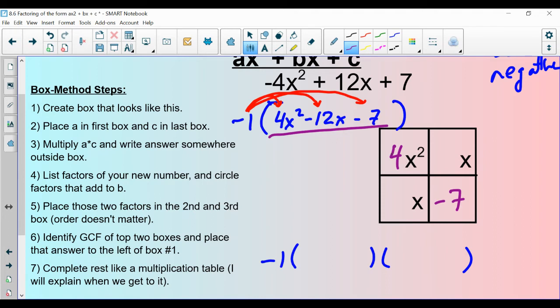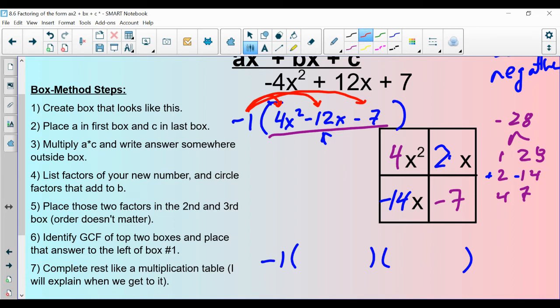We're then going to multiply 4 and -7 and get -28 and list the factors of -28: 1 and 28, 2 and 14, and 4 and 7. We are looking for which factors could get us to -12. And that would be the -14 and the +2. And so those two things are going to go in these two boxes. And remember, the order doesn't matter. So I'll just put the 2x here and the -14 there.